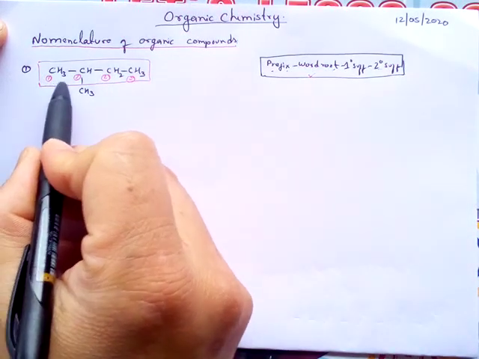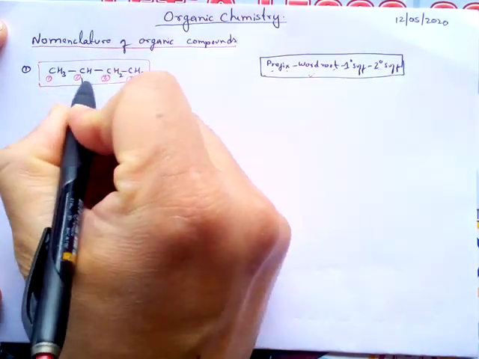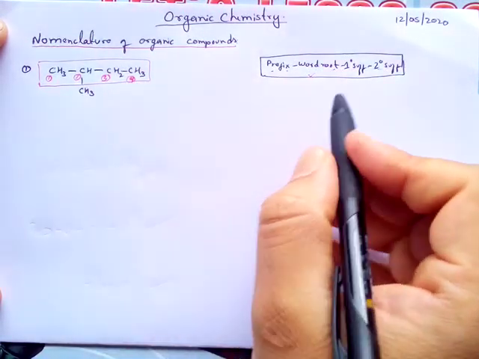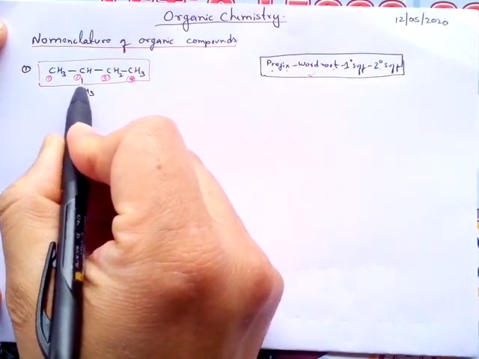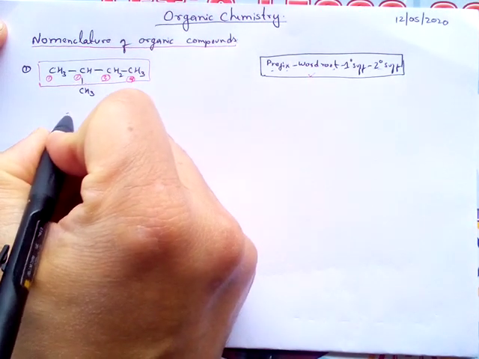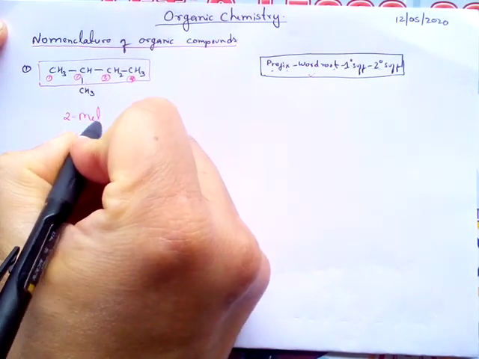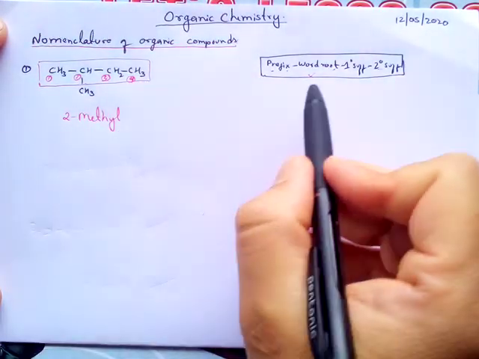So how many? 1, 2, 3, 4. We have done the numbering. So the prefix is this one, CH3. CH3 as a branch is known as methyl. So you have to write it as 2-methyl. Then go for the word root.